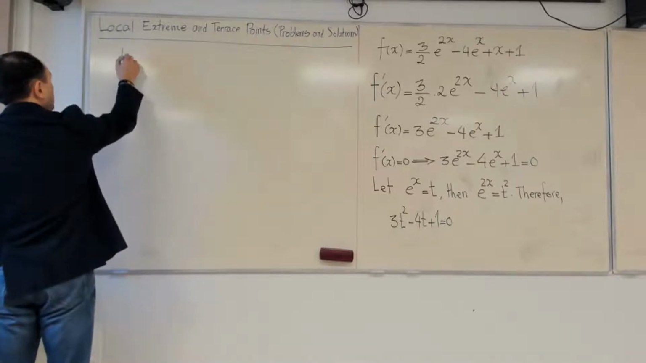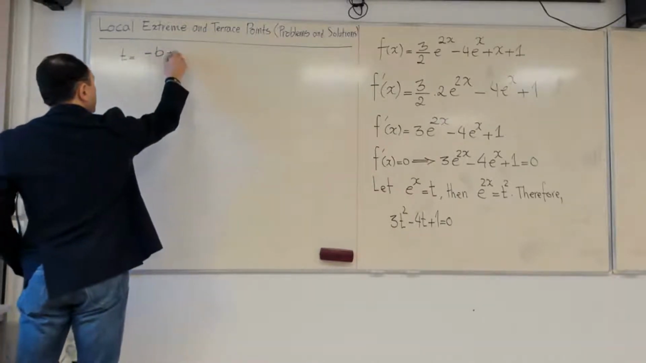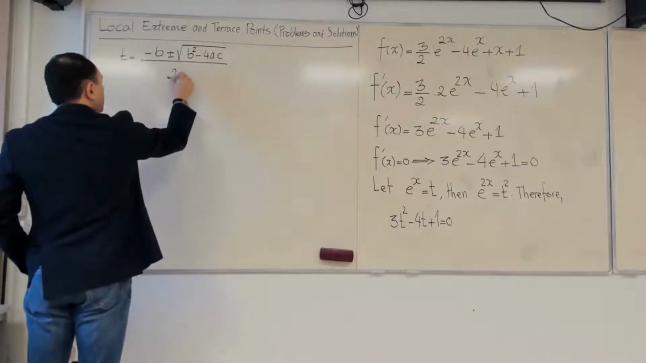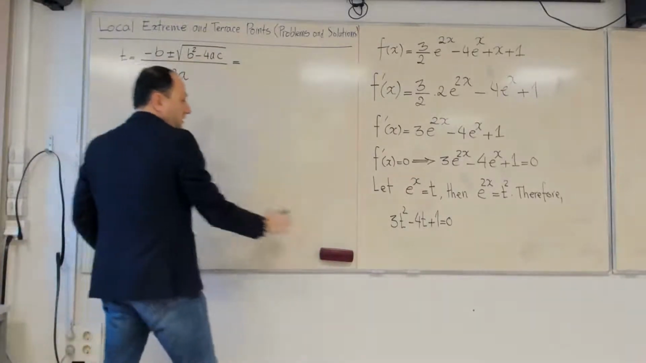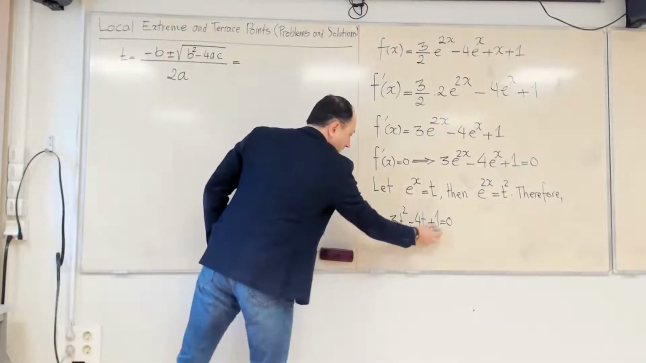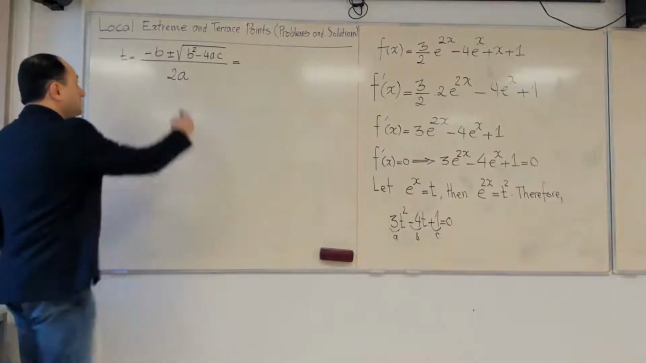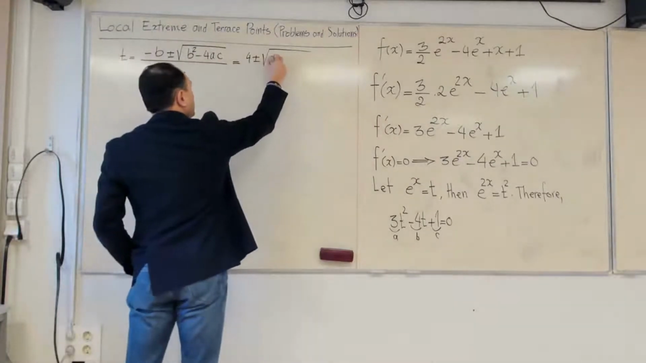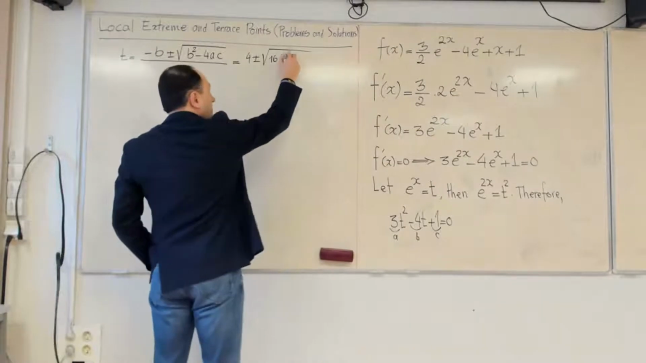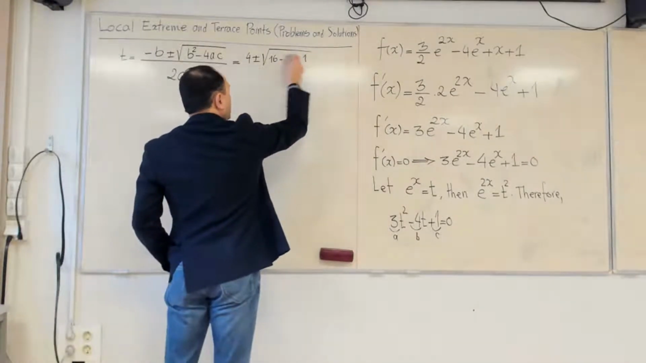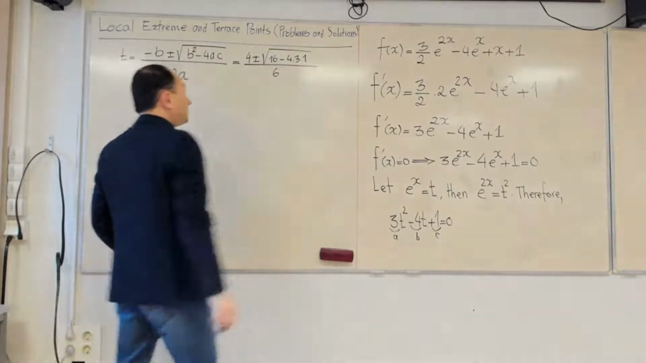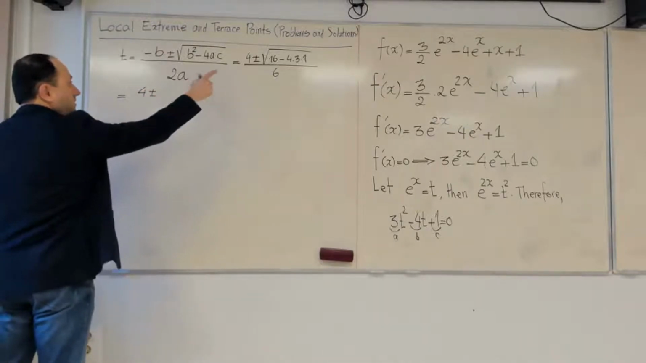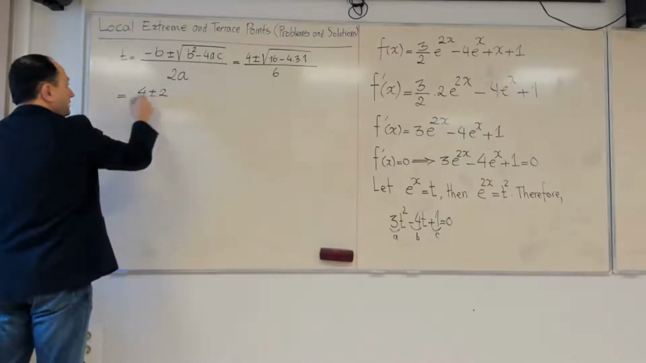So let me write the formula. The formula for t is minus b, if you have forgotten, plus or minus the square root of b squared minus 4ac, divided by 2a. This coefficient is a, this coefficient is b, and this coefficient is c, of course. Then it becomes minus b, which is 4, plus or minus the square root of b squared, which becomes positive 16, minus 4 times 3 times 1, and then divided by 2 times a, which becomes 6. Then we continue to calculate: it becomes 4 plus or minus the square root of 16 minus 12, which is 4, so it becomes 2, divided by 6.